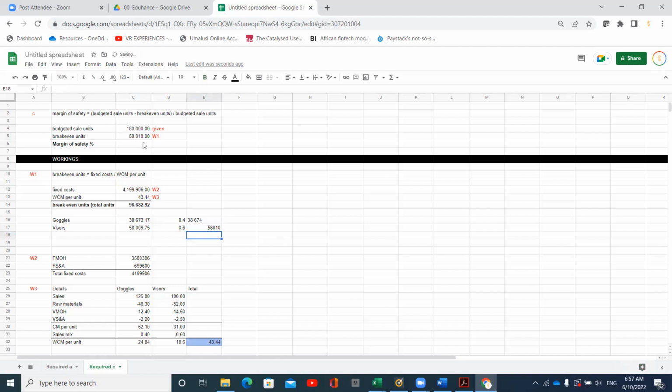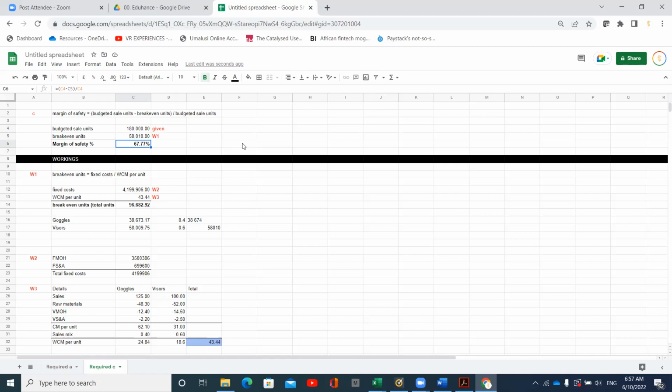Okay. So break-even, margin of safety, budgeted sales. So margin of safety equals budgeted sales minus break-even units, divided by budgeted sales. So you convert this into a percentage, it is 66.77. Okay, so that is basically how you do it.